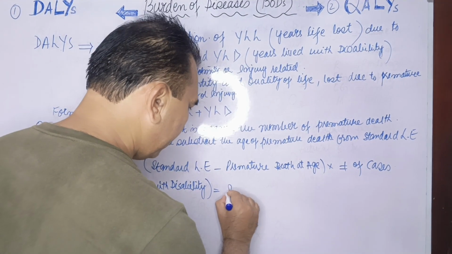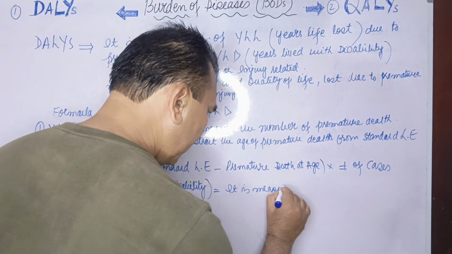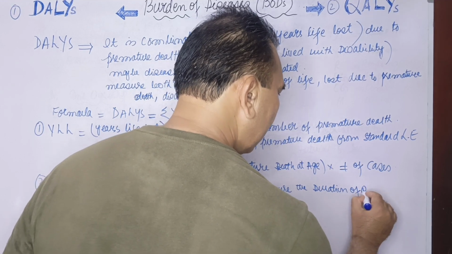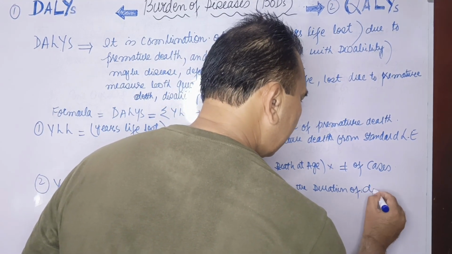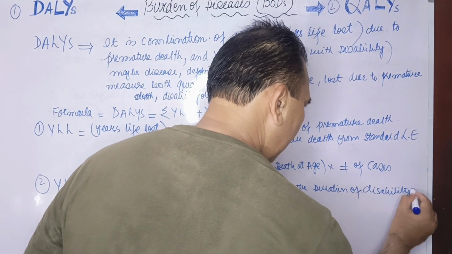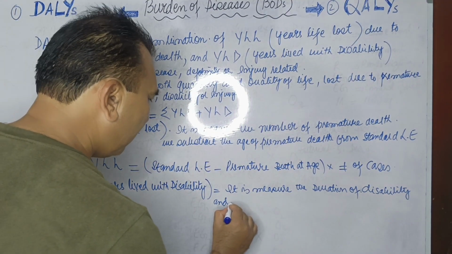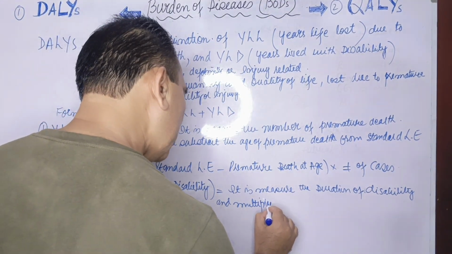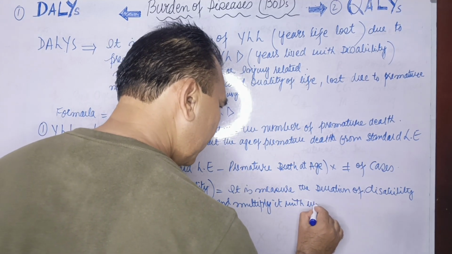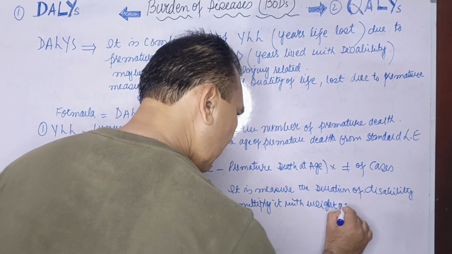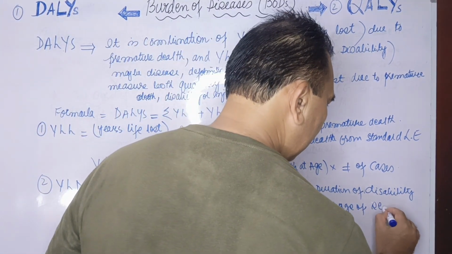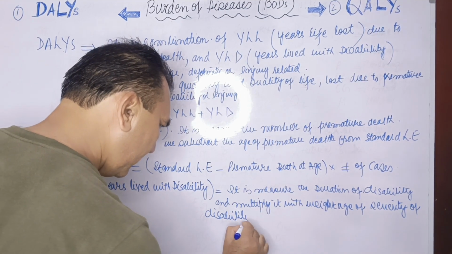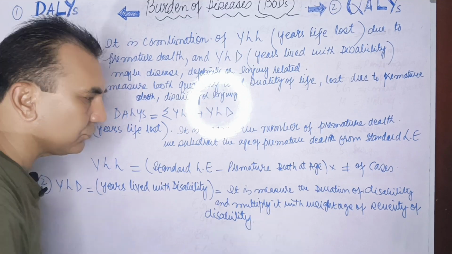Now what is it? It is measured duration of severity, it is measured the disability, duration of disability, and multiply it with weightage of severity of disability. Okay, this is the actual YLD.